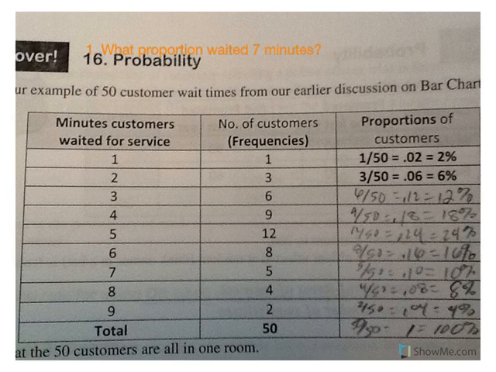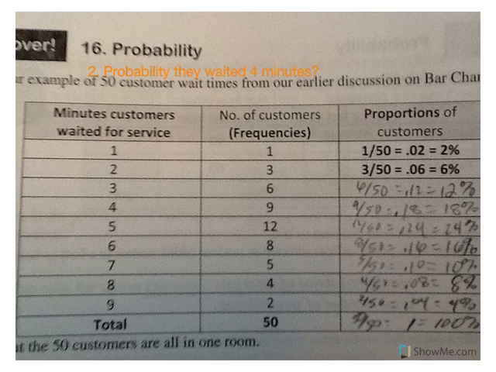Number 1, what proportion waited 7 minutes? Well, 7 minutes is here, right? So I would say either 10% or 0.10. Either one of those would work as an answer for that.